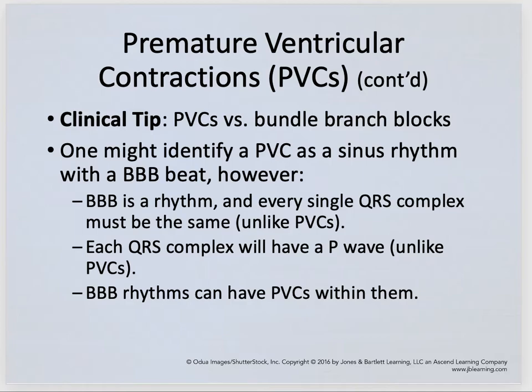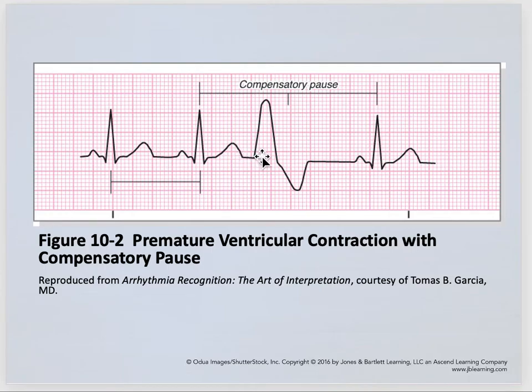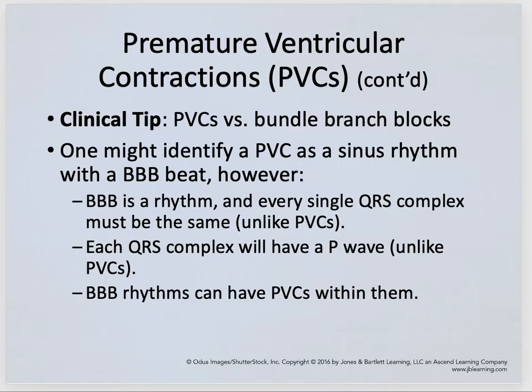So you might identify a PVC as a sinus rhythm with a bundle branch block. However, a bundle branch block is a rhythm, and every single QRS complex is going to be the same. That's not what you see here. You might think this is a bundle branch block that we talked about previously, but if it was, all of these would be bundle branch blocks. If you count the boxes, these are not bundle branch blocks. So be careful that you don't identify the PVC as a bundle branch block.